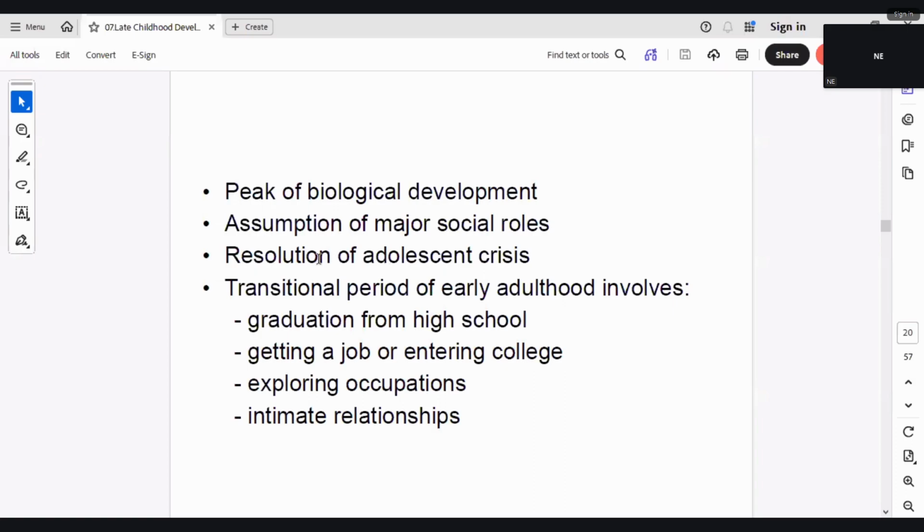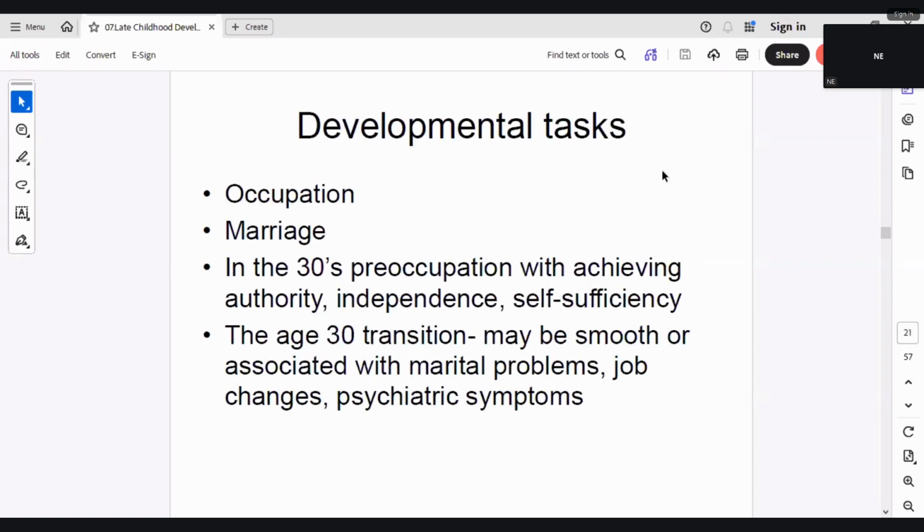time of life, the resolution of adolescent crises, where teenagers feel like they're lost, but around age 20, people need to have an understanding of what am I, who am I, where am I, that kind of thing. So it's a transitional period, graduating from high school, getting a job or entering college, exploring occupation, beginning of intimate relationships that, again, are more solid than things that are in high school or as younger people. Developmental tasks of occupation, marriage.